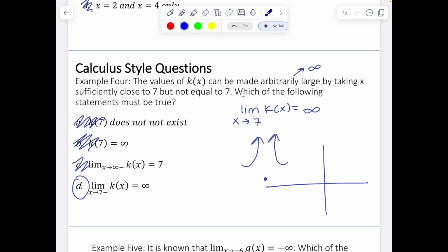But if the limit overall, I'll say this real quick before they start talking. If the limit overall is 7 from both directions, oh, never mind.